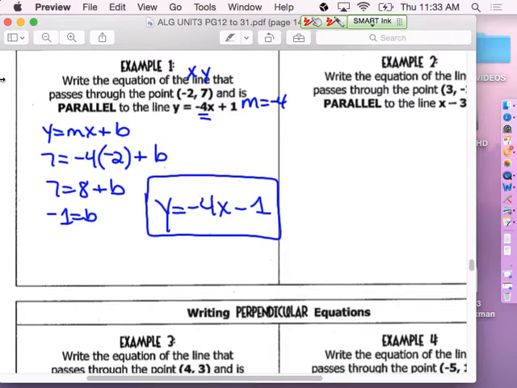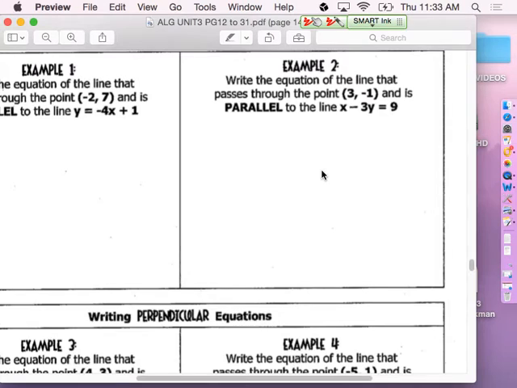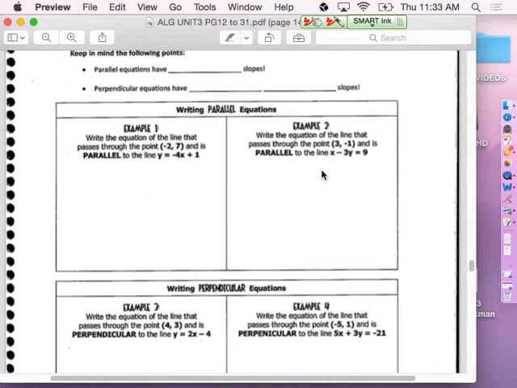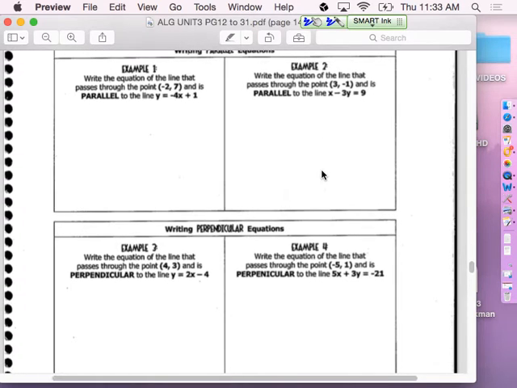So my new equation has the same slope as the given equation, but I have different y-intercepts. I go through the y-axis at 2 different points, and that forces you to have 2 different lines. So let's do example 2 together. In example 2, the equation is given in standard form. There is a way to do that, but I think for us the easiest thing to do would be to take this and convert this to slope-intercept form.